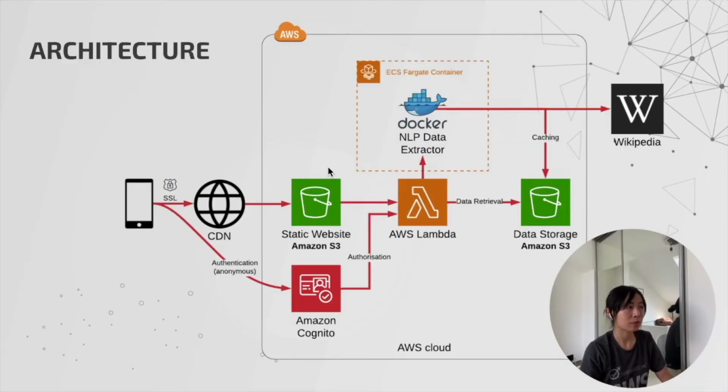As you can see here, the architecture of the project is fairly conventional. I believe many of you are already quite familiar with the majority of the services here. For example, we have Amazon S3 for static website hosting. We have Amazon Cognito for identity management. We have AWS Lambda for serverless backend. And we also use Amazon S3 for data storage.